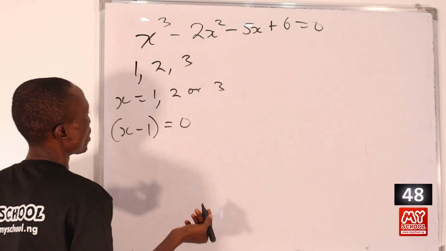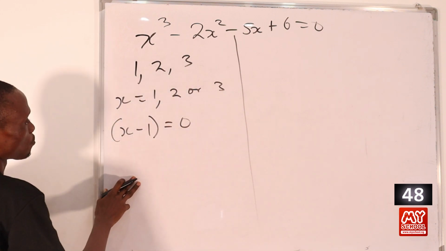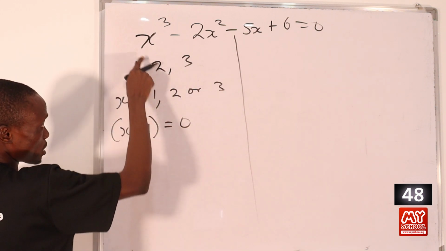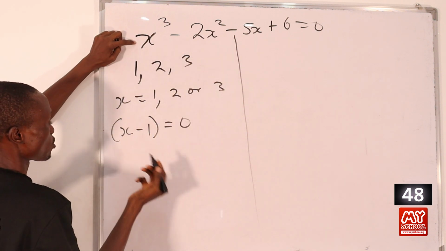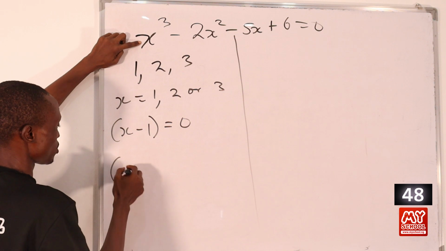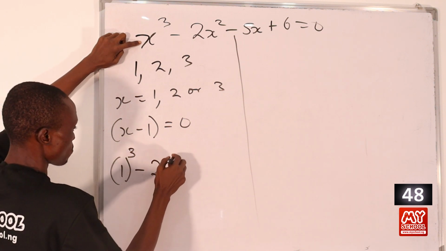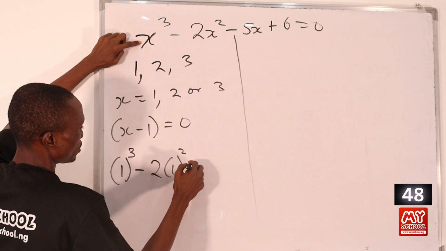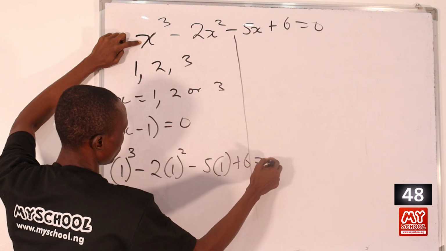Okay, so let's see if any of these are factors of this trinomial that is given to us, when s is positive. For the first one, we are just going to substitute. Anywhere we see s, we are going to replace it with 1. So here we have 1 cubed, then minus 2 bracket 1 squared, then minus 5 bracket 1, then plus 6. Let's see if it equals 0.